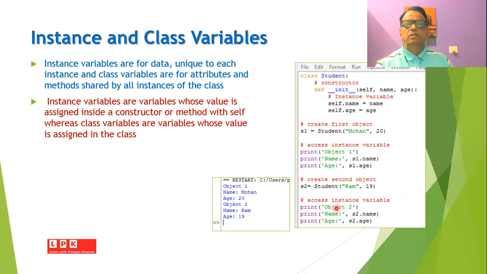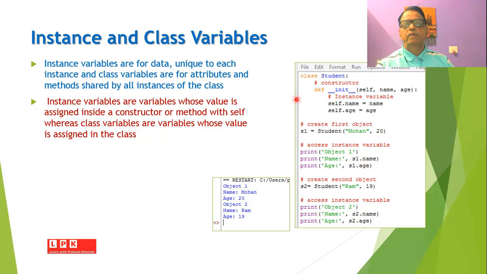It is also possible that a class can have instance variables. There is a difference between instance variables and class variables. Instance variables are for data which are unique to each instance, and class variables are the attributes and methods of the class shared by all instances of the class. Instance variables are the variables whose values are assigned inside the constructor or method with self, whereas class variables are the variables whose values are assigned inside the class.